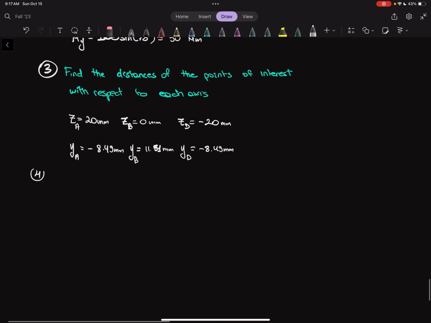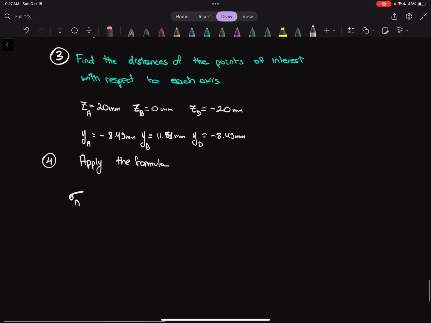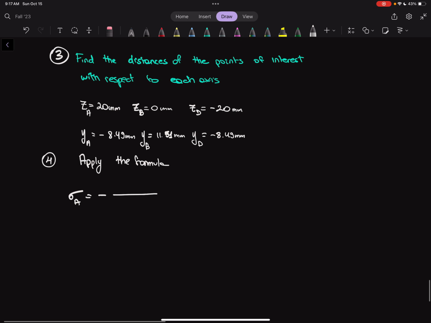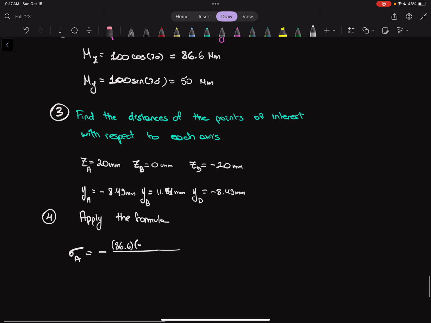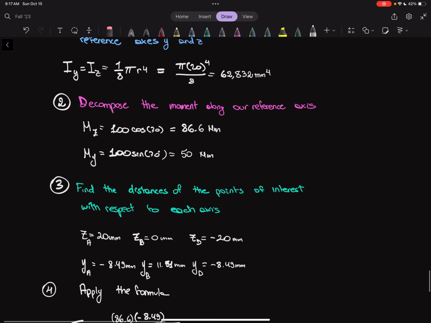Okay, so now in part 4, we apply the formula for unsymmetric bending. So sigma at A is going to be what? Well, sigma at A is going to be minus Mz, which we said is 86.6, times my y at A, which is minus 8.49, divided by 62,832.